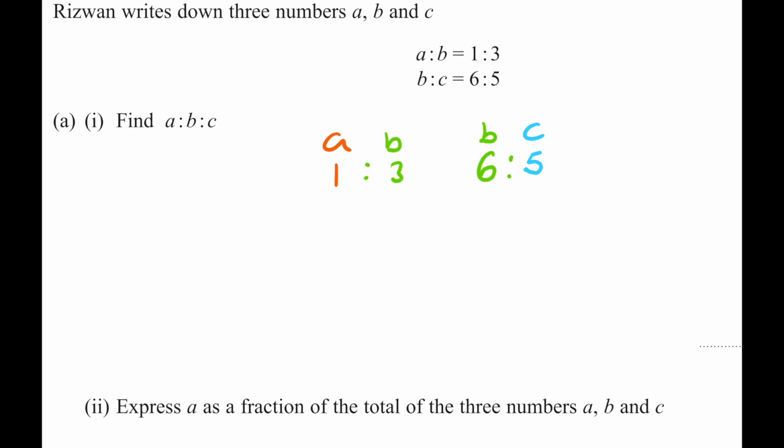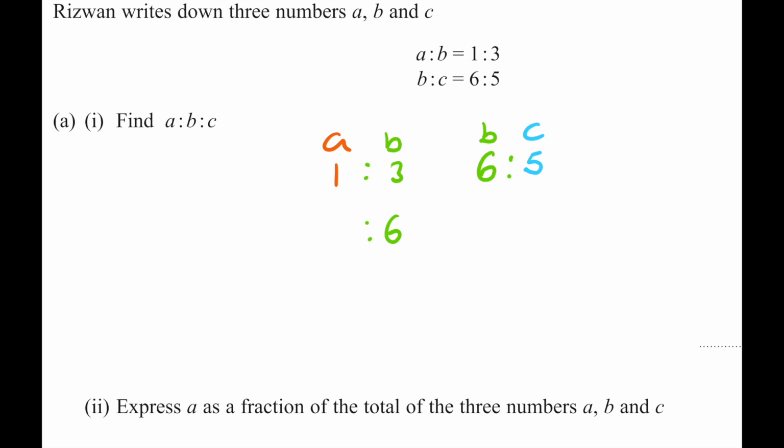Therefore, we're going to look for the same number that both 3 and 6 go into. What you'll notice is the same number that 3 and 6 both go into is 6. Therefore, we want both of these to become 6 in this ratio. For the second ratio, the B to C one, B is already 6. We don't need to do anything for that.